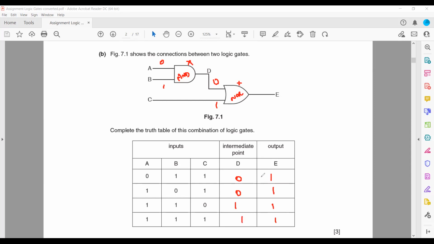So in all the cases, we have the high output. So this is how we complete this circuit. Is it clear?